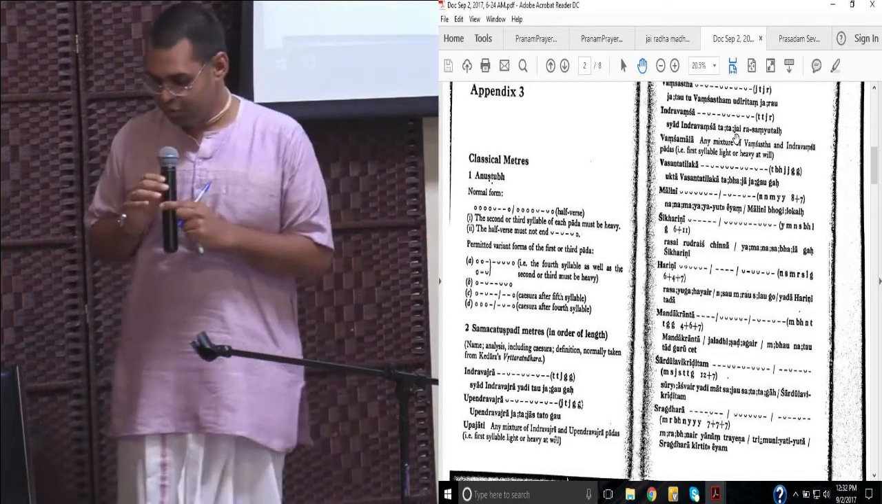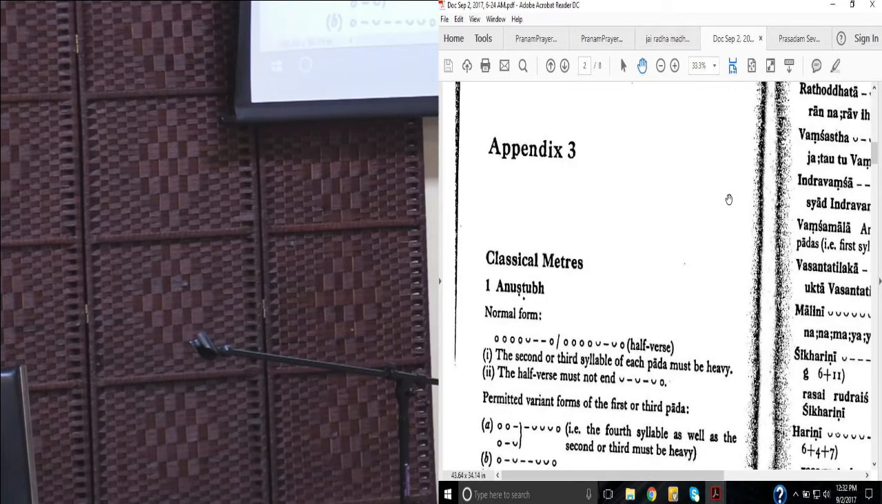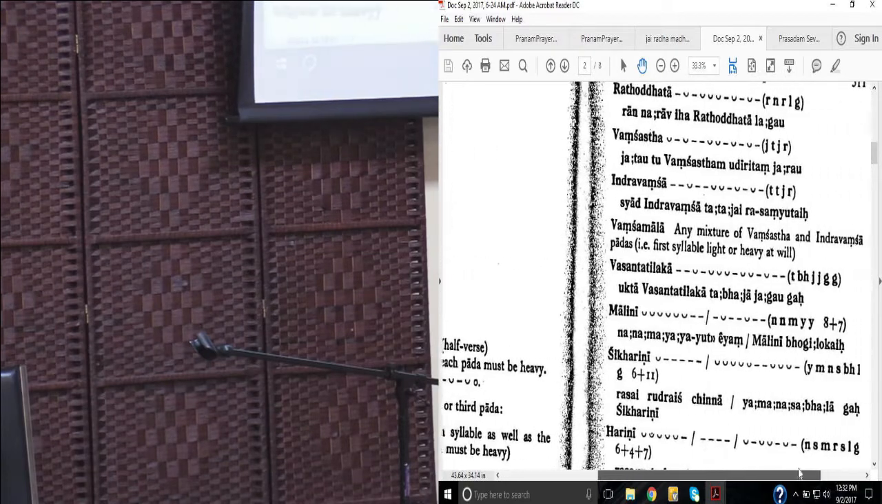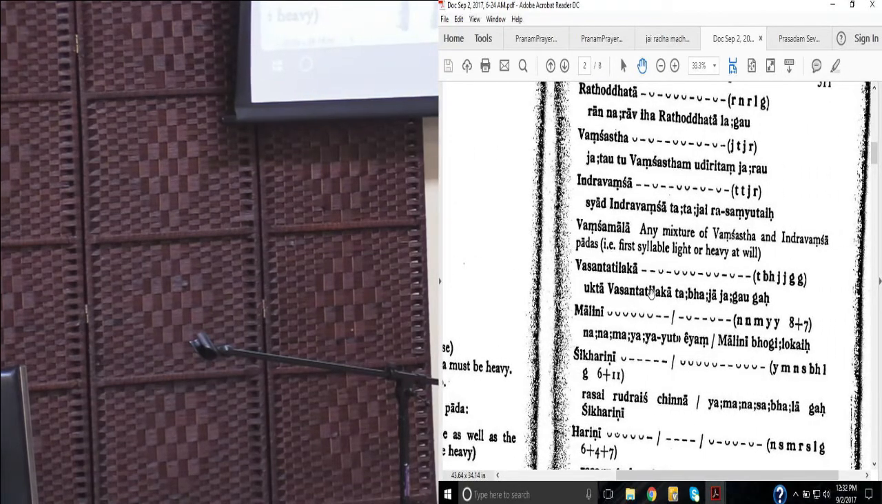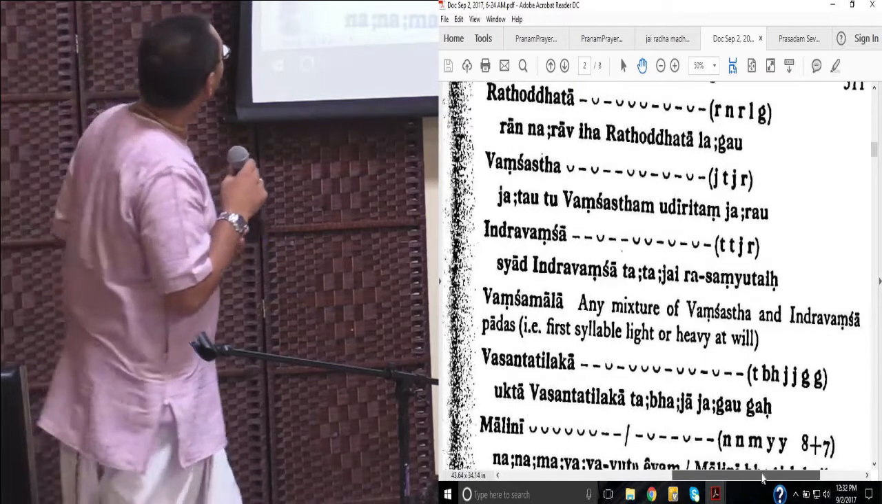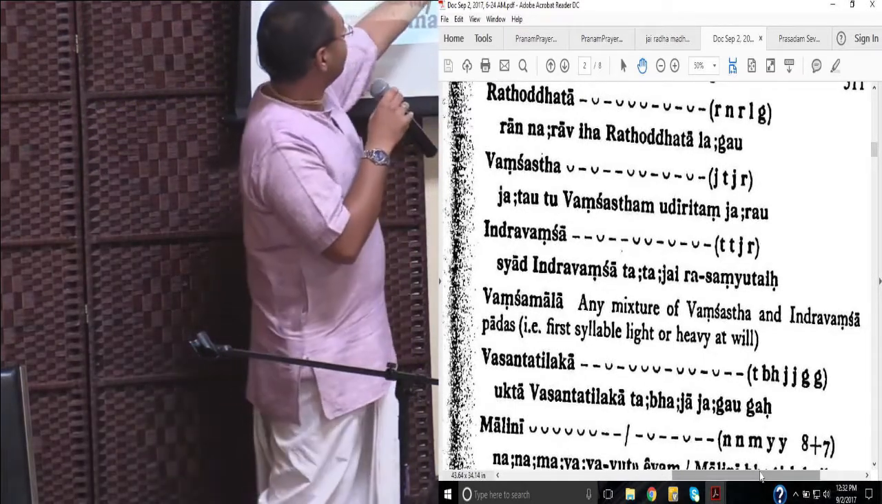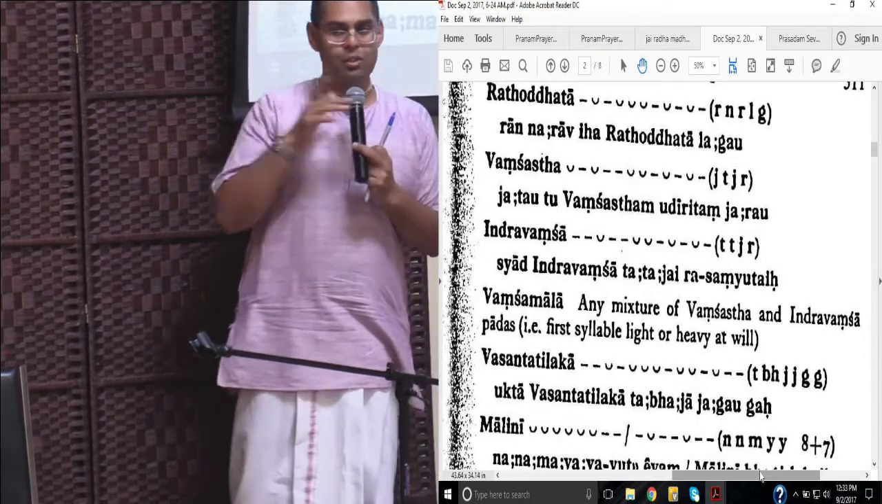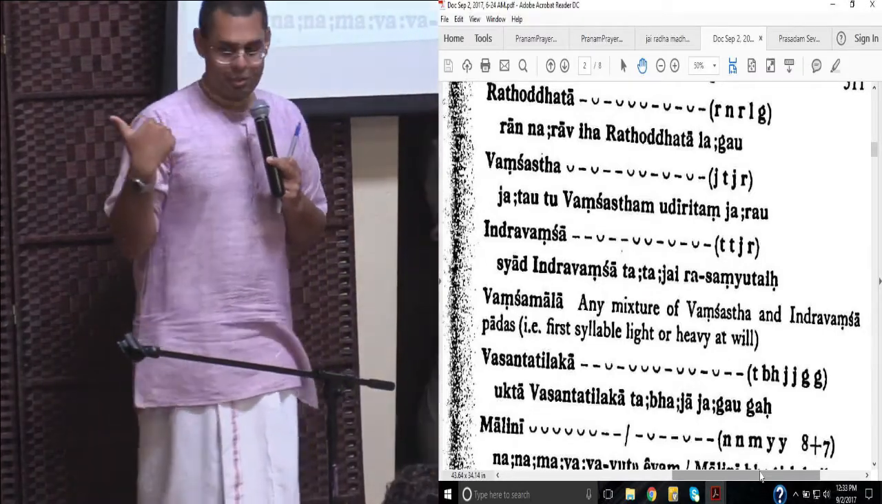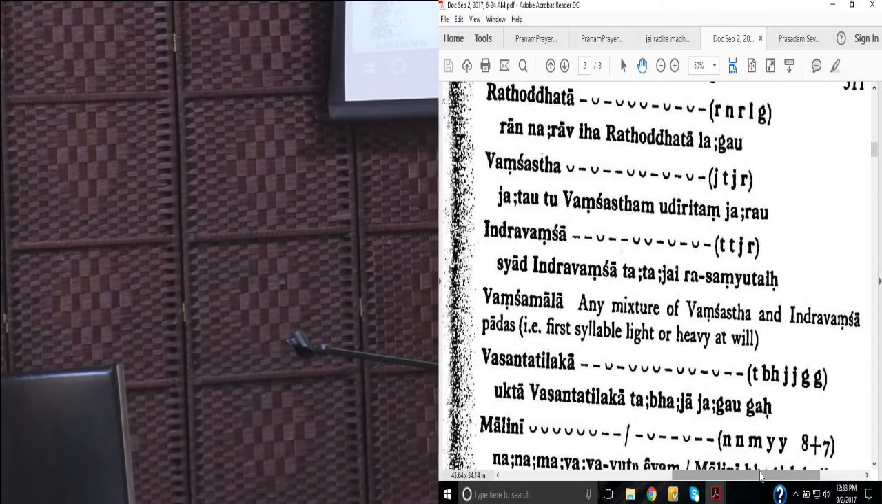Now, if we can please expand the Vasanta Tilaka one, I'll show you which one it is. This one here, if you can make that bigger. Okay, so Vasanta Tilaka right here. Now, see this pattern of guru, laghu? Does it match what we have on the board? Did we do a good job?